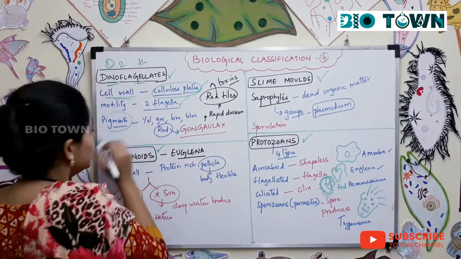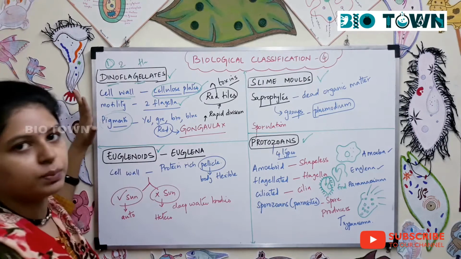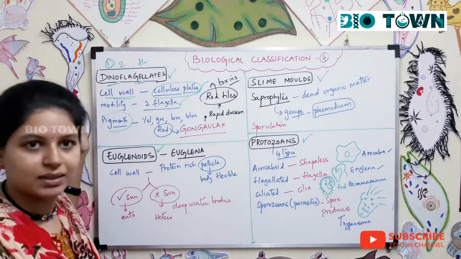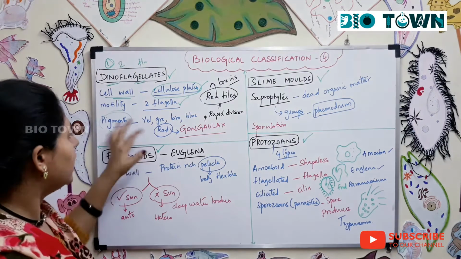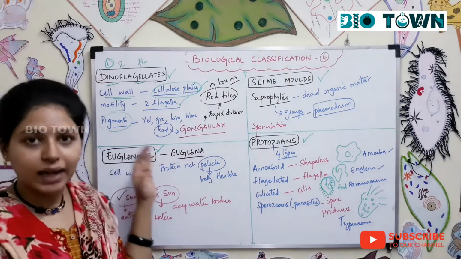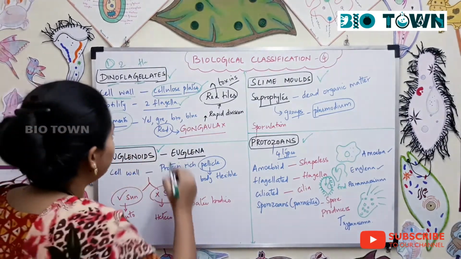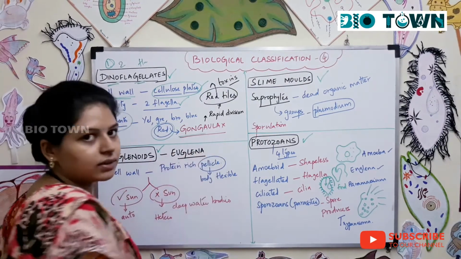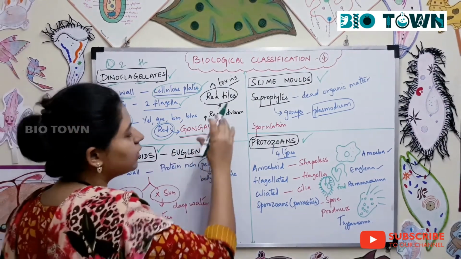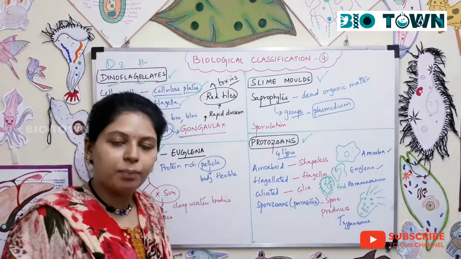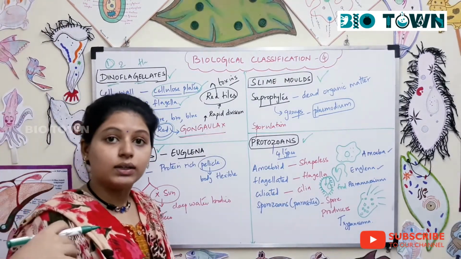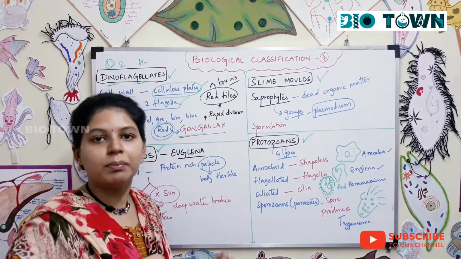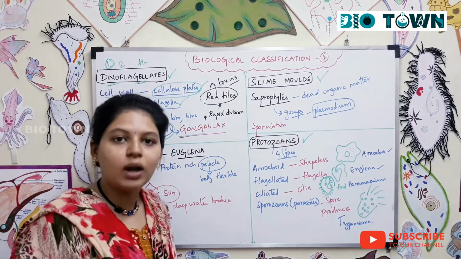Now pigments. The important characteristic of this group is that they possess pigments. Alright. They are seen in yellow, green, brown, blue and red color. A very good example of an organism which possesses red pigment is Gonyaulax. Now what happens? This Gonyaulax undergoes rapid cell division. It could be binary fission or multiple fission. So they keep on dividing.